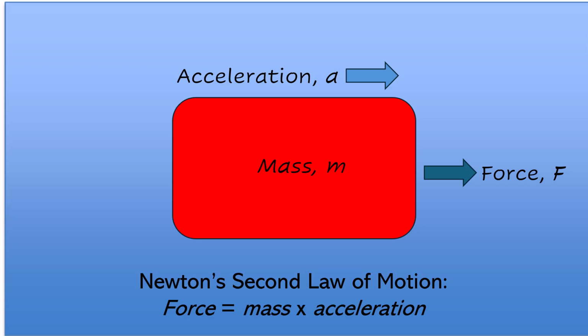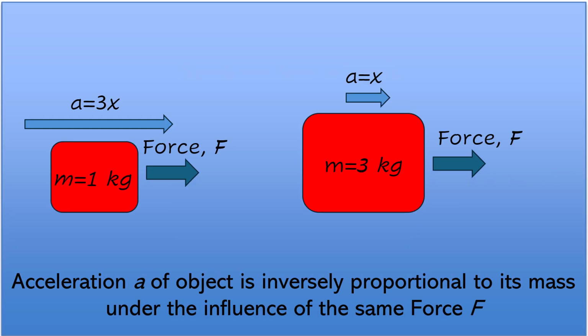When a single force is applied to a block, it accelerates in the direction of the force. This illustrates Newton's second law, F equals ma. When the same force is applied to two blocks of different masses, the smaller mass accelerates more. Acceleration is inversely proportional to mass.